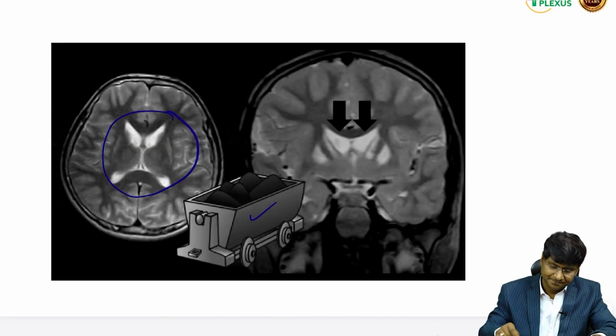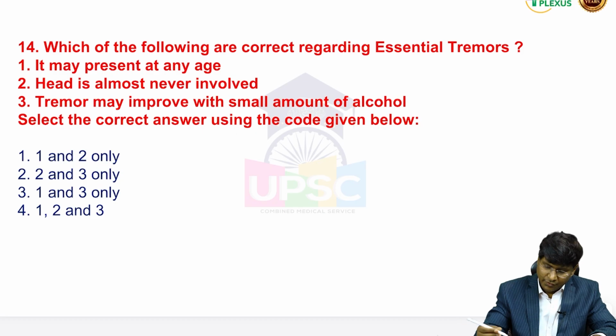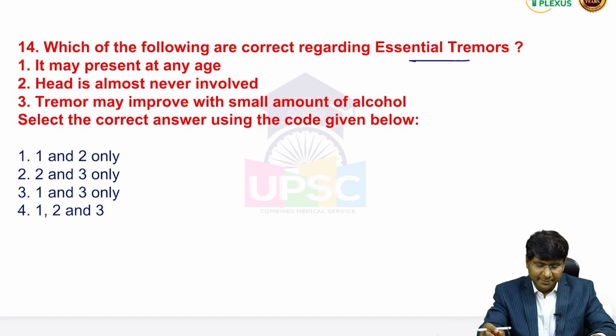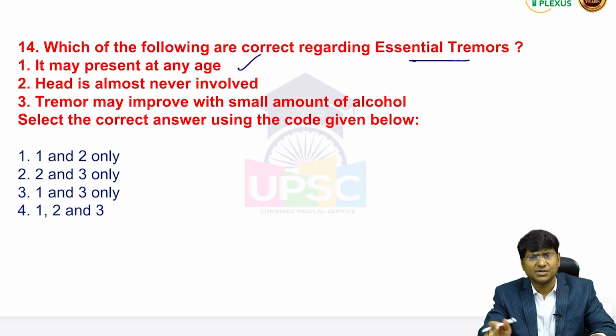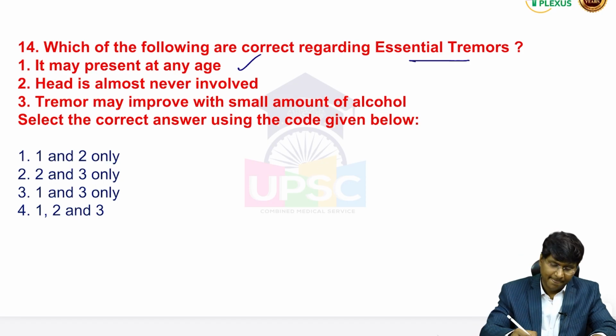Next question. Which of the following are correct regarding essential tremors? It may present at any age. Head is almost never involved. Tremor may improve with small amounts of alcohol. Essential tremors may present at any age. Head almost never involved is a wrong statement; the head can be involved in essential tremors.